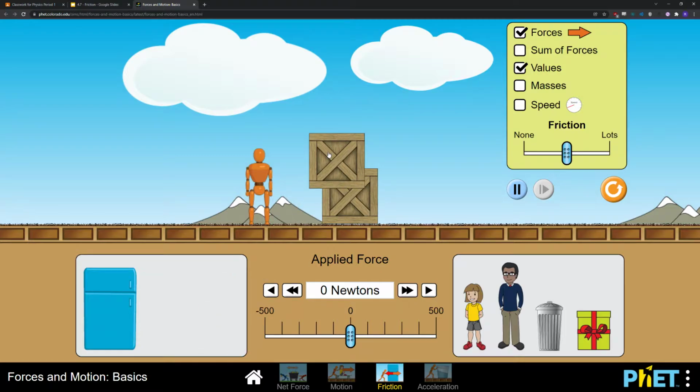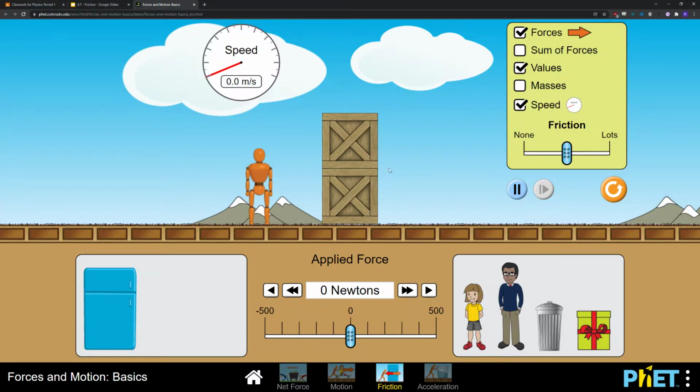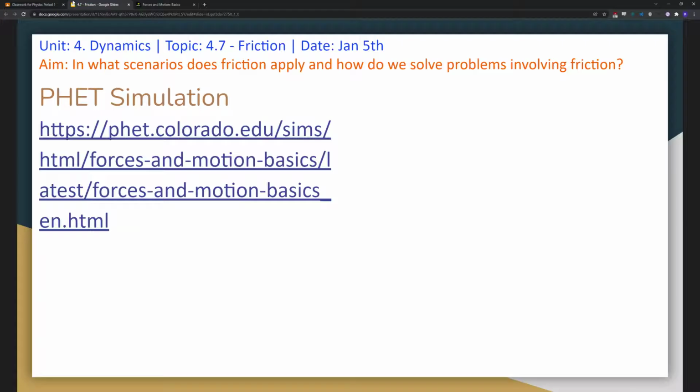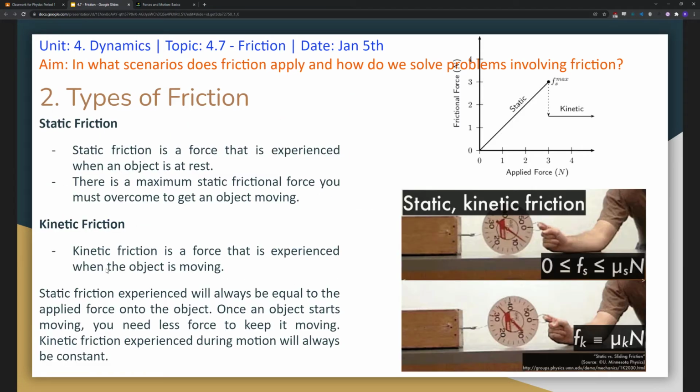So let's take a look at this. Now you have speed, and there's something here I want you to notice. You're applying a force, let's say the applied force, and I want you to notice something between the applied force and the friction force. No matter how much force I apply, my frictional force is equal to the applied force. And right now, this friction force, we're going to call it static friction.